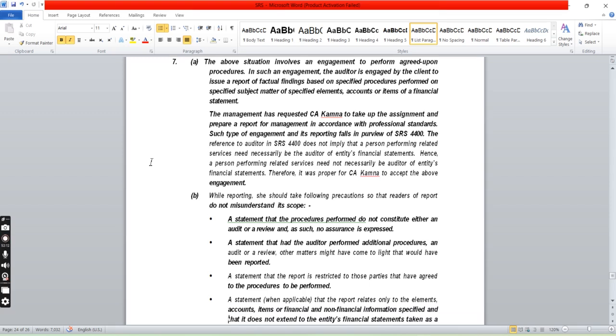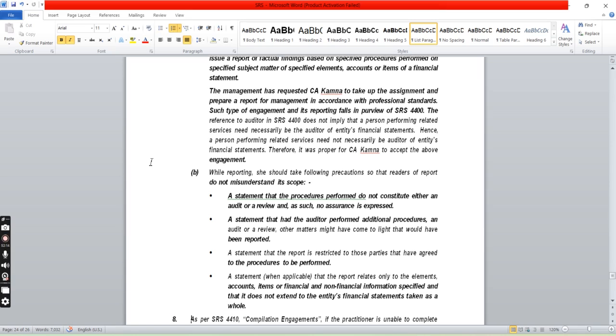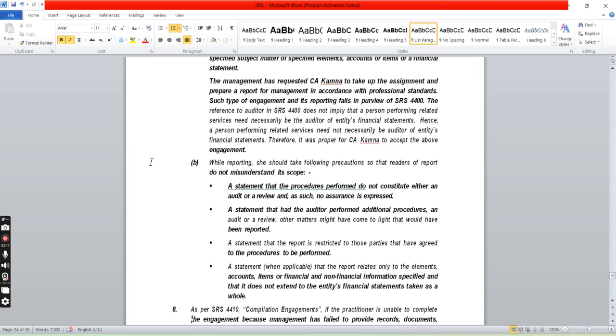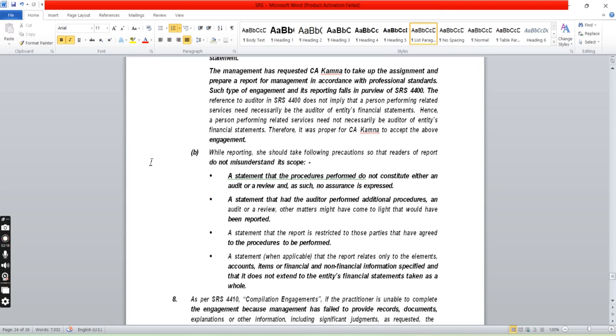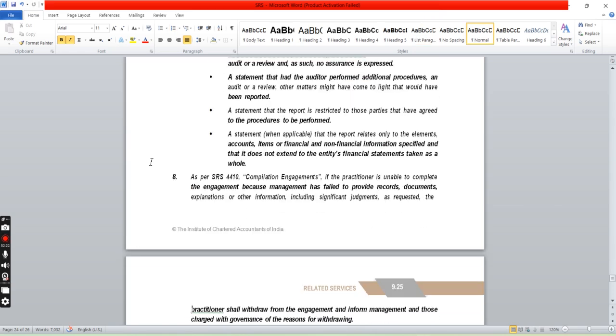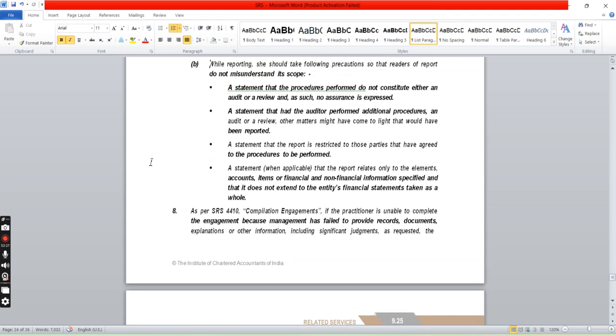While reporting, she should take the following precautions so that the readers of the report do not misunderstand its scope. A statement that the procedures performed do not constitute either an audit or a review and as such no assurance is expressed. A statement that had the auditor performed additional procedures or an audit or review, other matters might have come to light that would have been reported. A statement that the report is restricted to those parties that have agreed to the procedures to be performed. A statement, when applicable, that the report relates only to the element, account, item or financial and non-financial information which is specified and does not extend to the entity's financial statements taken as a whole.